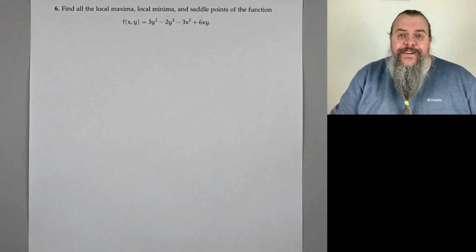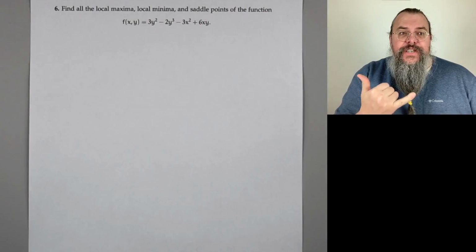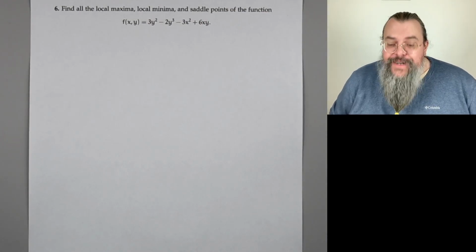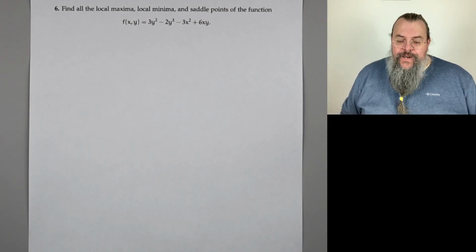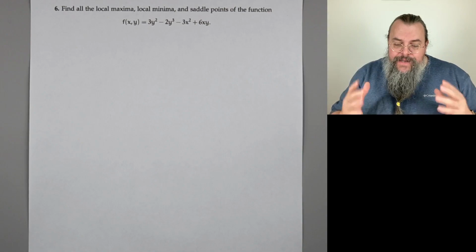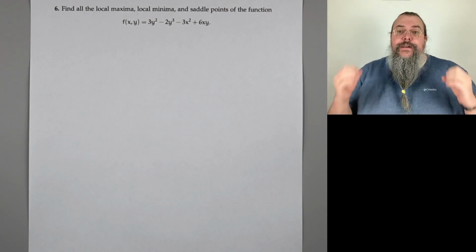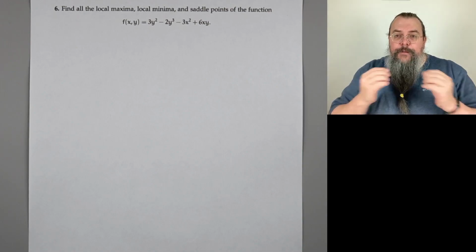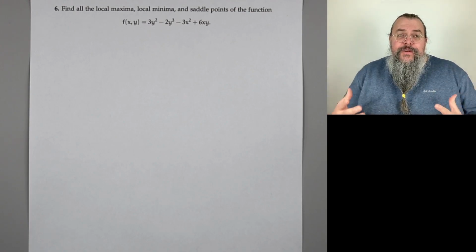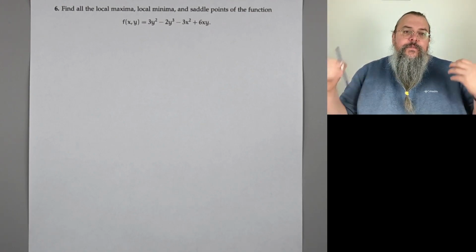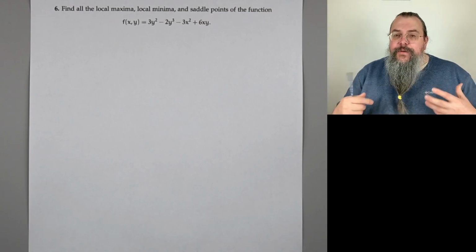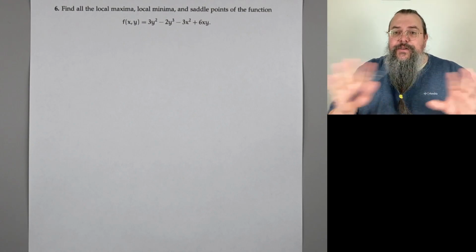Moving right along to number 6. Find all the local maxima, local minima, and saddle points of the function f(x,y) equals 3y squared minus 2y cubed minus 3x squared plus 6xy. Beautiful. I love these problems. What are these problems? These are find all the local maximums and saddle points. There's no limits on the domain.